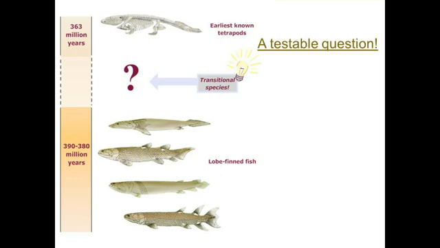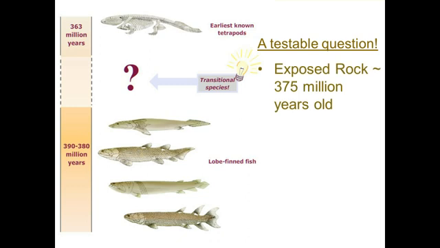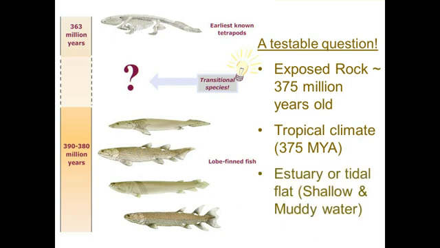Well, if we look at the exposed rock of the right age, which is about 375 million years old, that came from the right location on Earth, namely a place that had a tropical climate 375 million years ago, and was in an estuary or tidal flat, that is to say a river system that has shallow muddy water, well, we should find a transitional species, something that's not really a fish but not really a land animal either.